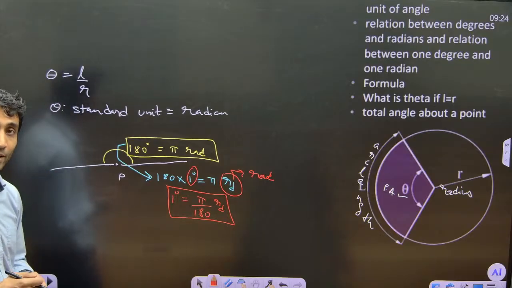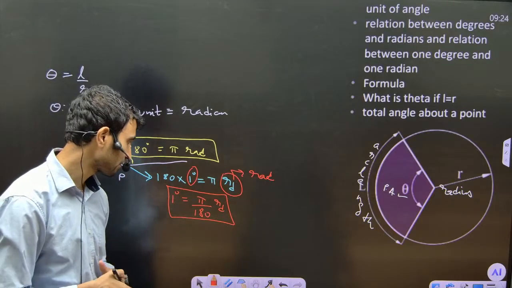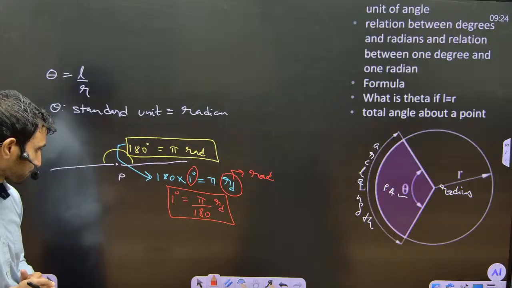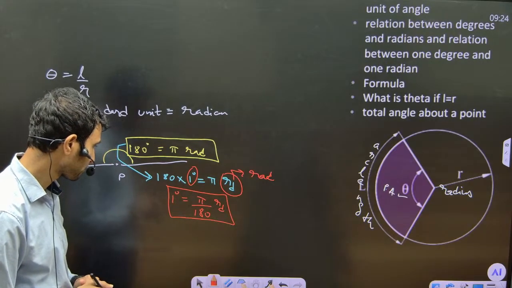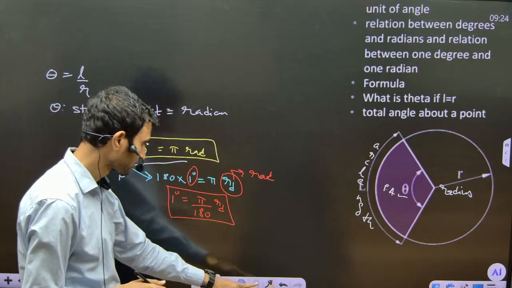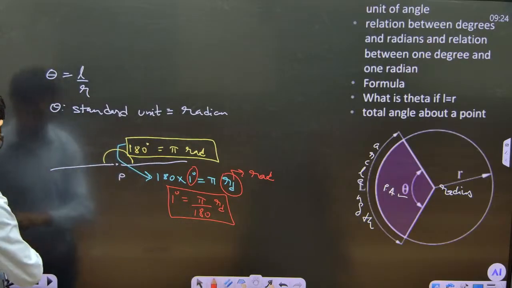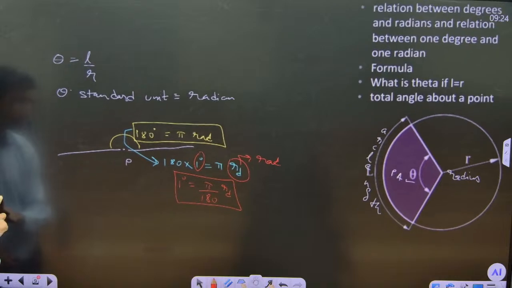What if you wanted to find out the value of 1 radian? That would also be required in the future, right? So how would you find that out? Let's do that also. That's quite straightforward from here.